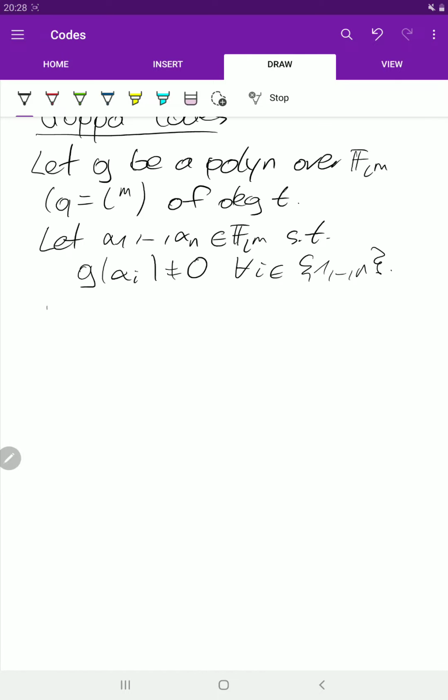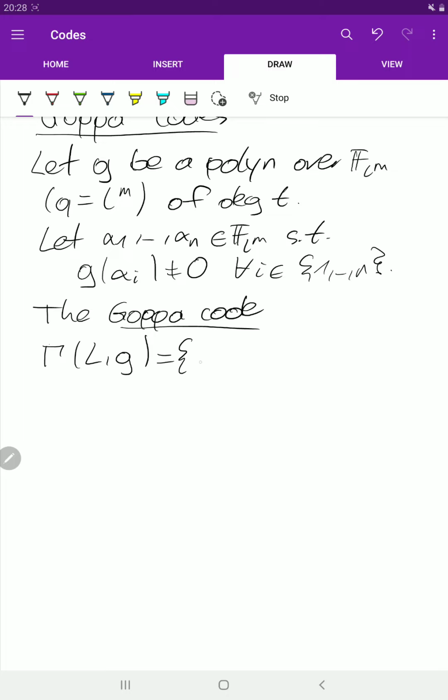Okay, now we define the Goppa code Gamma(L, g) as just the codewords c in F_L^n such that the sum from 1 to n of c_i divided by x minus alpha_i is 0 modulo g. So now let me first make some remarks.